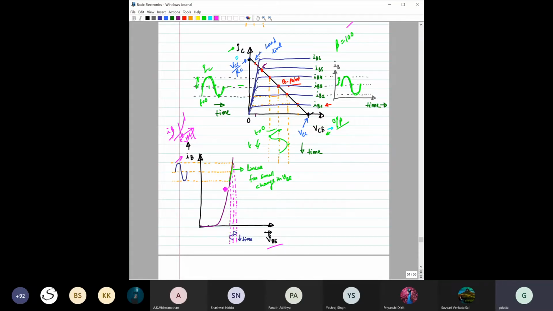So suppose the Q point, you have fixed it here. Okay, this is the Q point. So this is the Q point. And this is due to this.